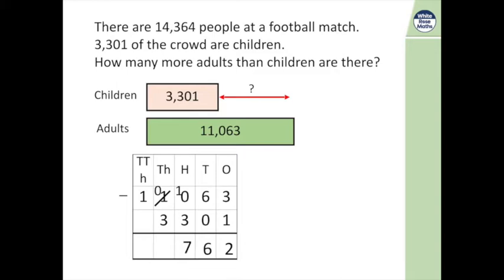Next column, what do you notice? Problem again. 0 minus 3. Do exactly what we've just done. Knock next door. We're going to exchange one of those 10,000s for 10 thousands, because 10,000s, or 10 times 1,000, is 10,000. 10 minus 3 is 7. Gives us our missing part, 7,762 more adults than children.